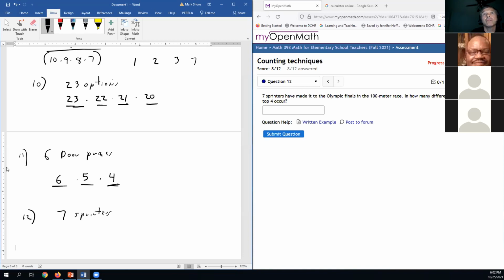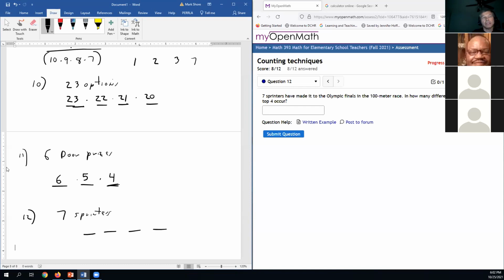So 7 sprinters have made it to the Olympic finals in the 100-meter race. And how many different ways can the top 4 occur? So we got 7 sprinters. Now, any one of them can come in 7th, 6th, 5th, 4th, 3rd, 2nd, and 1st. But we're only interested in the top 4.